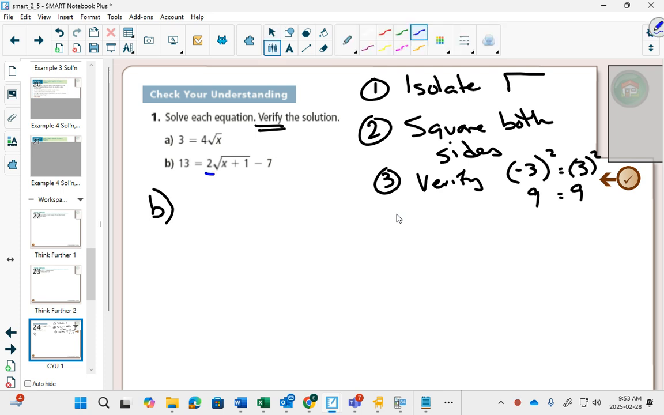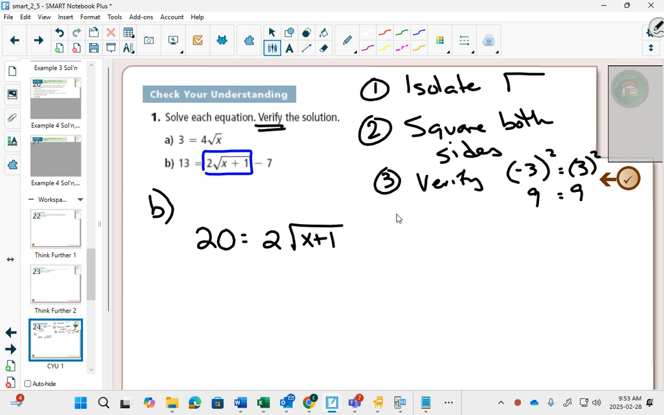So in B, here's my term with the square root. We need to isolate that. So first of all, the minus 7 and the 13, those are like terms. I could add 7 to the other side, and I would get 20. Now we've isolated the square root. You could already go to step 2 here and square both sides.